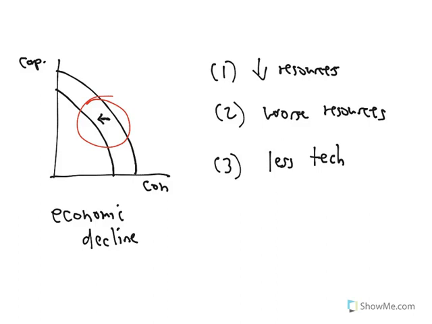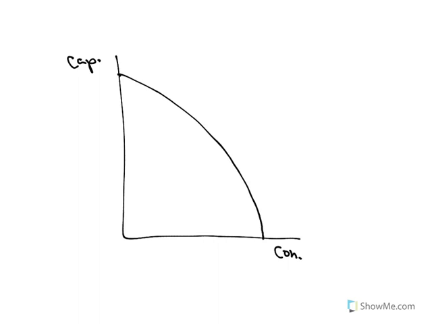The last thing I want to say in this video is that it is possible, so if I draw the PPC again here, con and cap, okay? So if I draw this PPC again, it is possible for the PPC to shift inward or outward for only one good at a time. So for instance, if I do something like this, okay? What we can see here is that the PPC has shifted downward or leftward, but only for capital goods. So we can still produce the same number of consumer goods as before, but now we cannot produce as many capital goods for whatever reason.